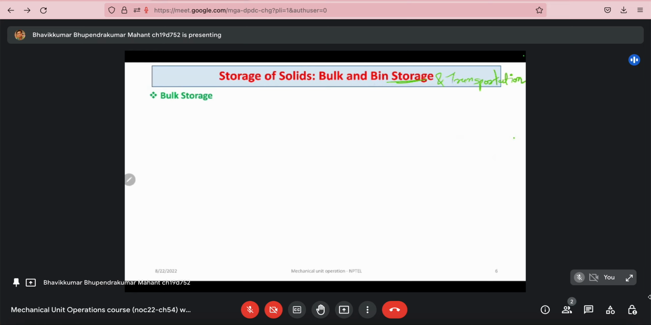From that, we need to understand the properties first. We have already gone through the properties in more detail; you can revisit the professor's section. For transportation, we will see it in the upcoming slides. But for storage, there are two different kinds we need to understand: one is bulk storage, and another is bin storage.